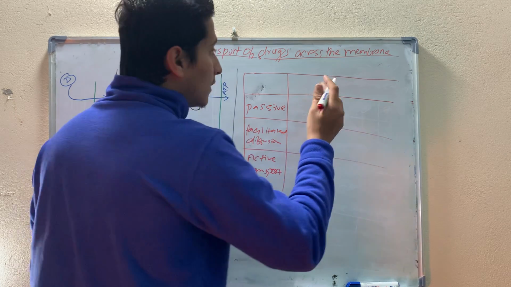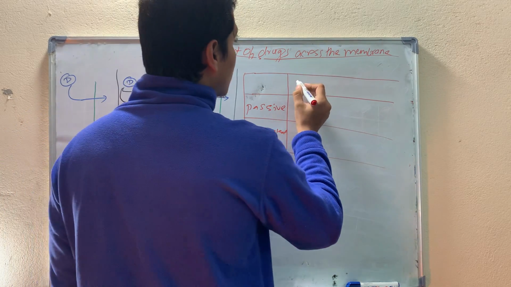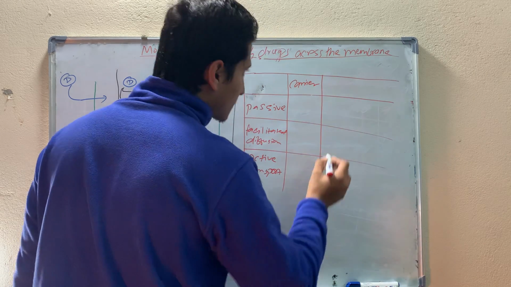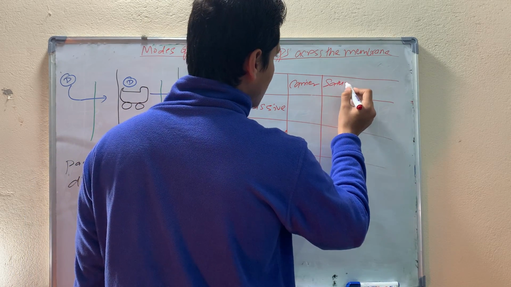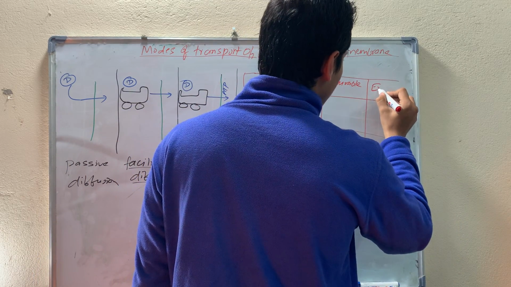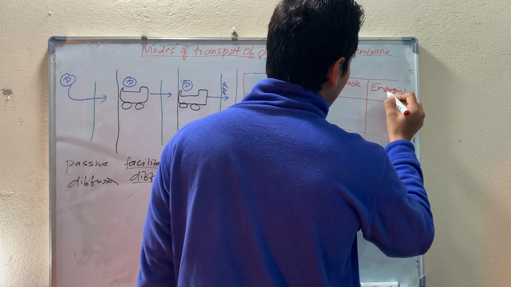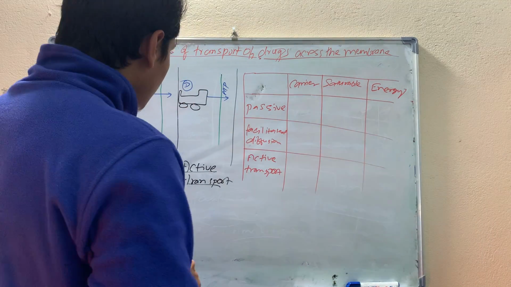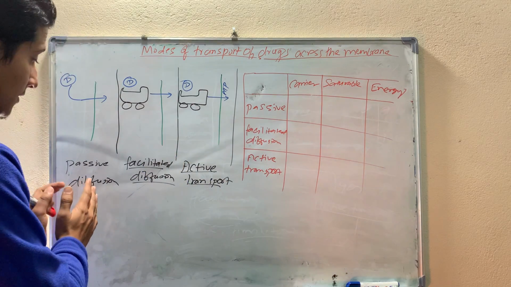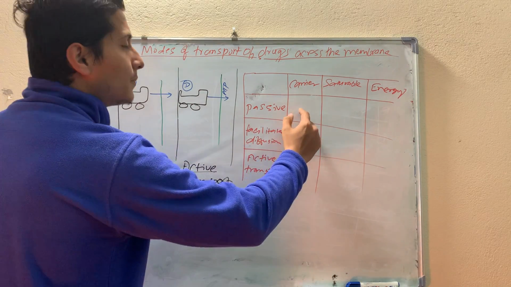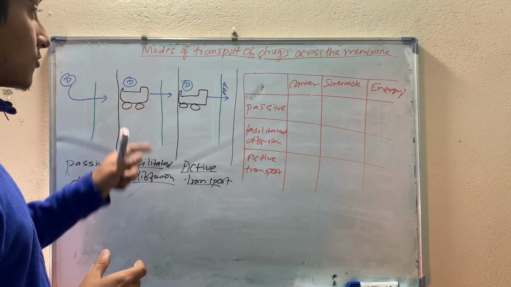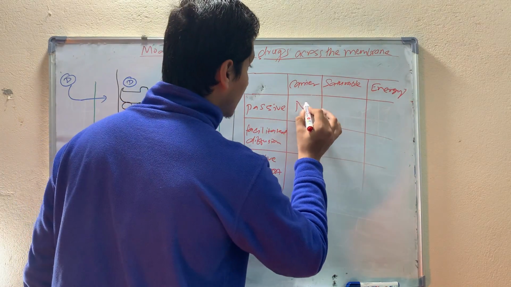So the first question is, do we need a carrier? The next question is, is it saturable? The next question is, do we need energy? Alright, so let's get into the first, the passive diffusion system. So does passive diffusion require a carrier? No, not at all, because it has no truck or transporter, so we don't need any carrier.